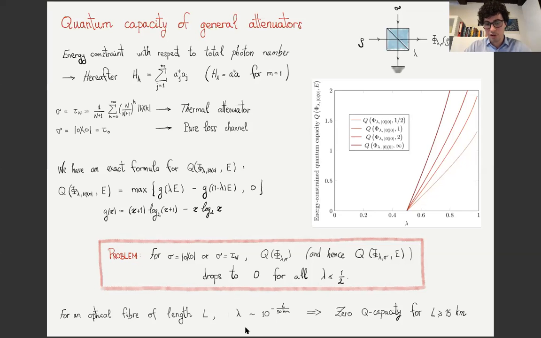This is the formula of the transmissivity for typical commercial optical fibers, but even very sophisticated ones cannot do much better than this. So that means that you will have a zero quantum capacity for L larger than 15 kilometers. That's not very good if you want to deploy long optical fibers.